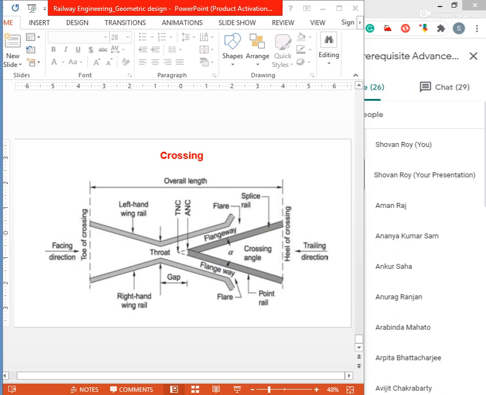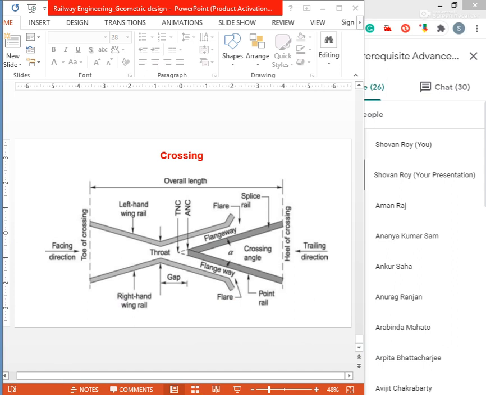In order to ensure that the flanged wheel negotiates the gap properly and does not strike the nose, the other wheel is guided with the help of check rails. A crossing consists of some components shown in the figure. Acha. This is one of the pictures, right? Types of crossing is important.